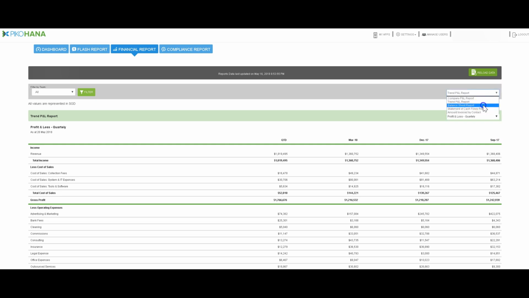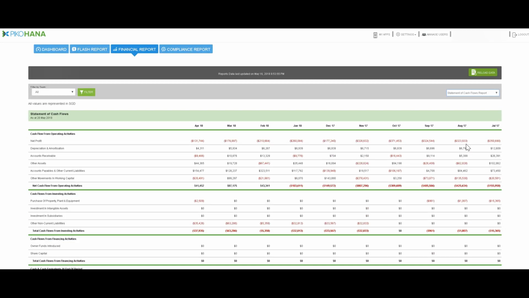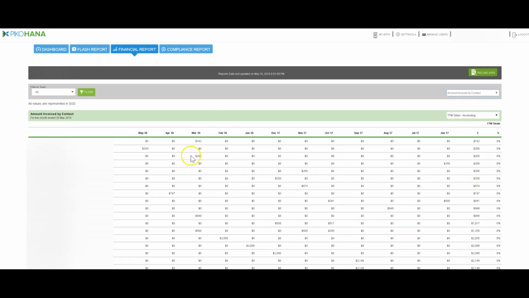This then leads to your balance sheet trend, your cash flow trend, and your amounts invoiced by contact or client, which can also be filtered by ascending, descending, or top 10 clients for the trailing 12 months. That's what that TTM stands for.